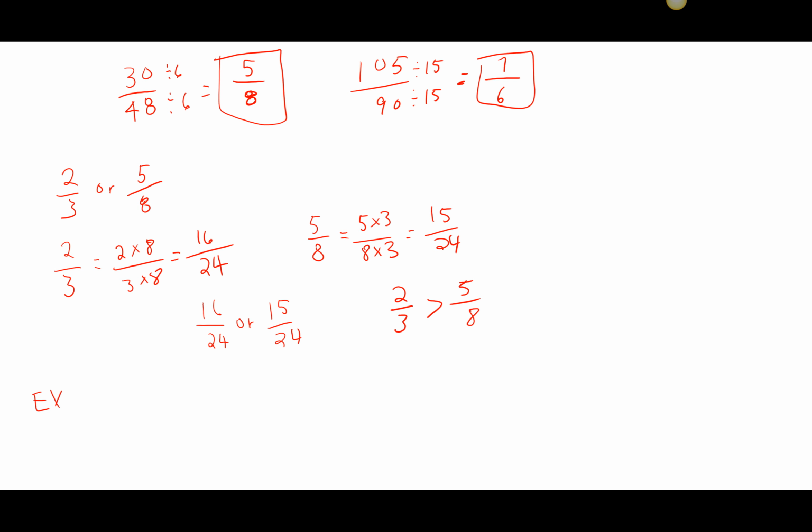So what if we had 3/4 inches or 5/7 inches? Which one's larger? Well, again, we're going to say 3/4 equals 3 times 7 over 4 times 7, which equals 21/28. And then 5/7 is going to equal 5 times 4 over 7 times 4. 5 times 4 is 20, and 7 times 4 is 28.